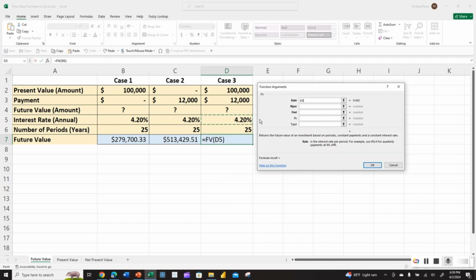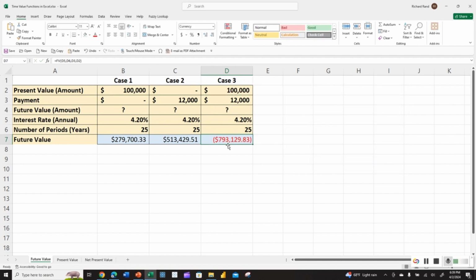I've got my rate, my interest rate, my payment, which is here, and my present value, which is there. There we go. Now I've got it right, and it gives me $793,129 because, basically in this case, it's the sum of these two amounts right here, but it adds them all in one function.